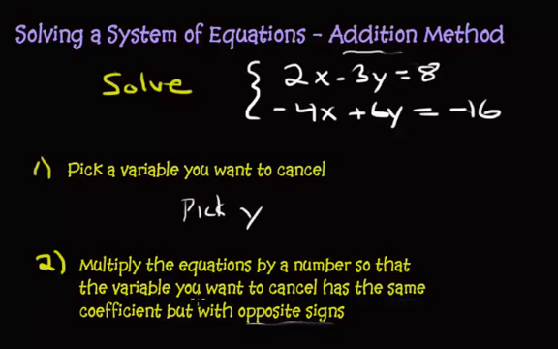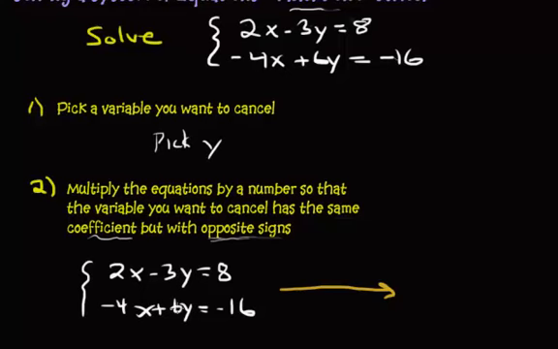Now I wanted to cancel y. So I need y's to have the same number in front with opposite signs. Now one is already negative, one is already positive, so far so good. And I need to change a 3 and 6 into the same number, which is the least common multiple, and that's going to be 6. The least common multiple of 3 and 6 is 6. So I'm going to multiply the first equation by 2. So let's see what we get. That's going to give us 4x minus 6y equals 16.